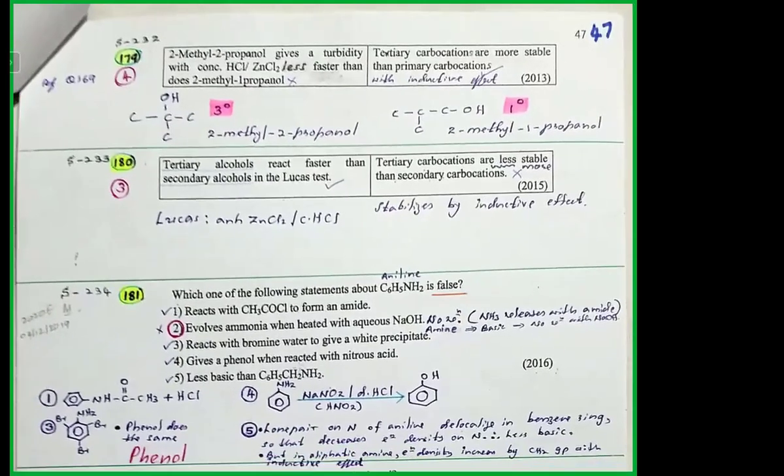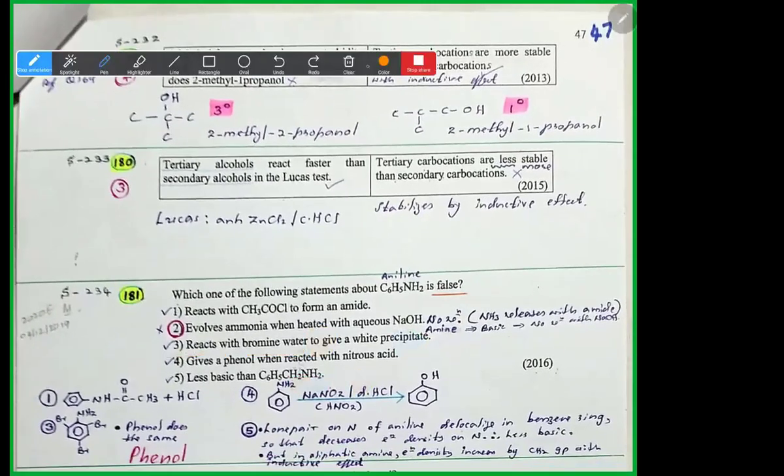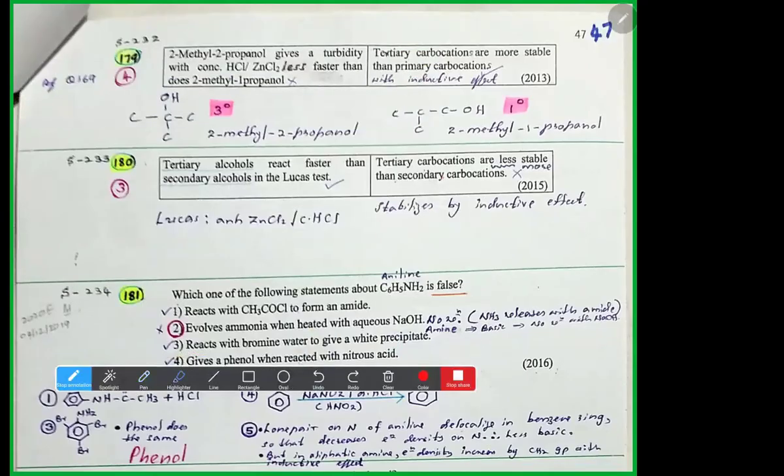Question number 179. 2-methyl-2-propanol. Once you draw these structures, see the nomenclature. And this is tertiary and this is primary. Lucas, this is the fastest, tertiary. Tertiary carbocations are more stable than primary carbocations. That is the reason, through inductive effect. But since this is wrong, answer 4.